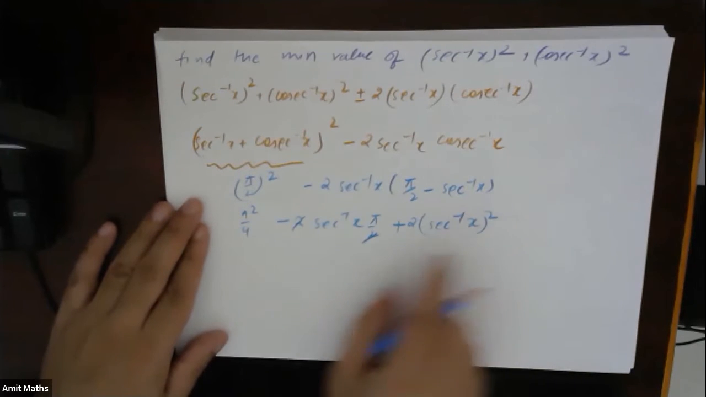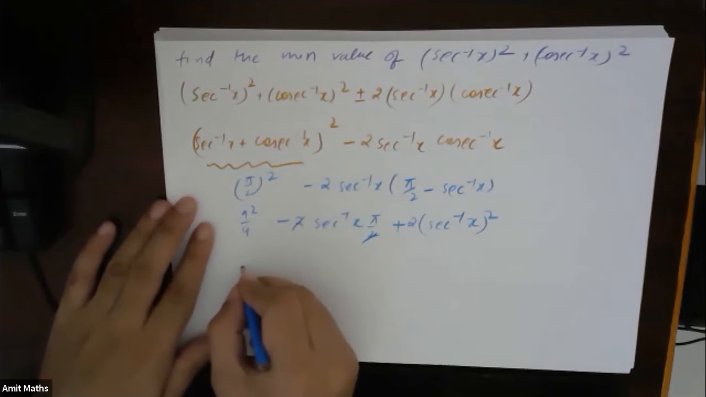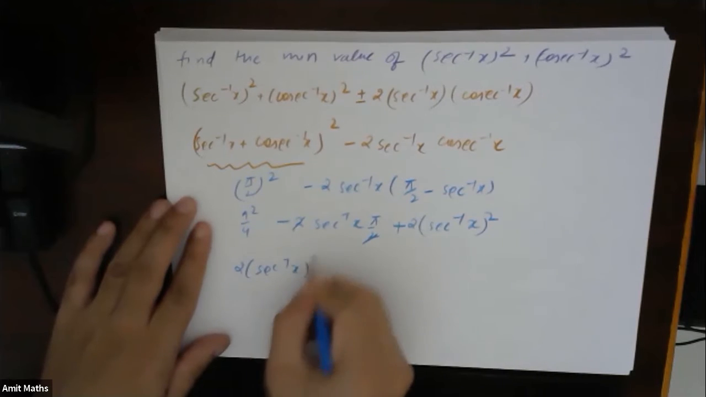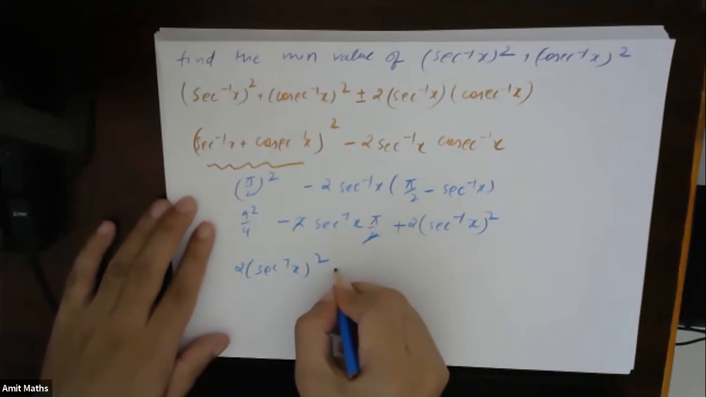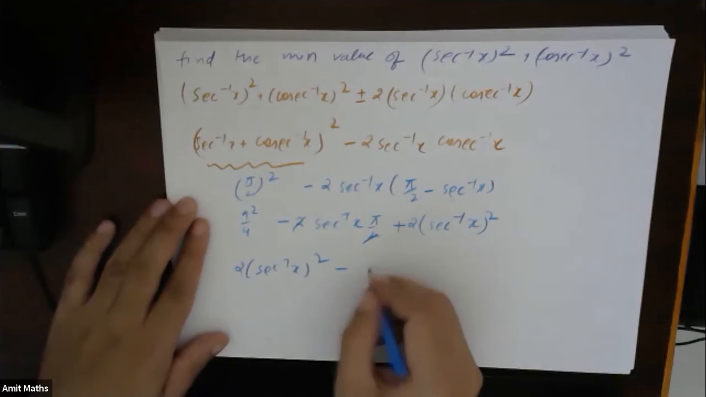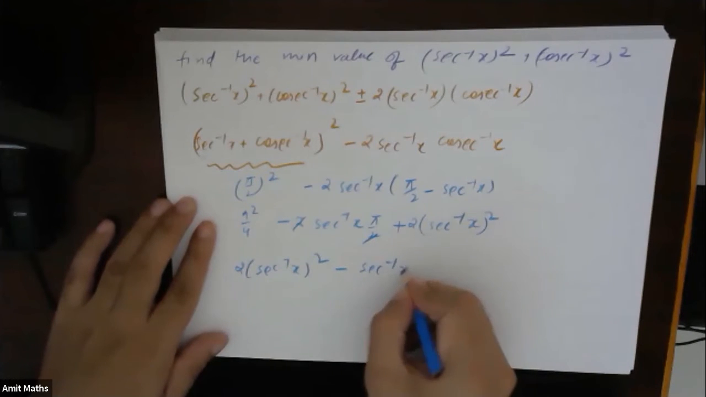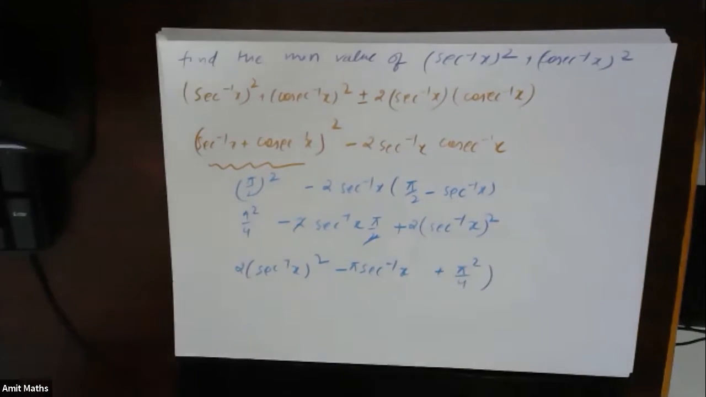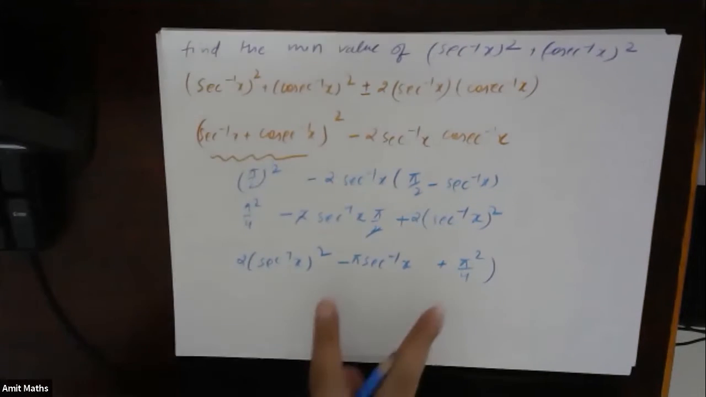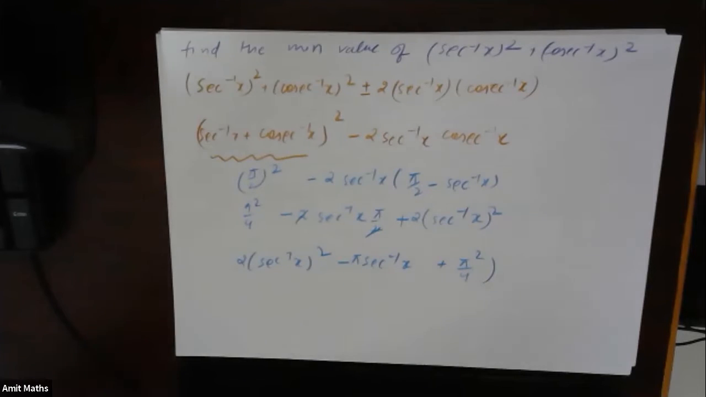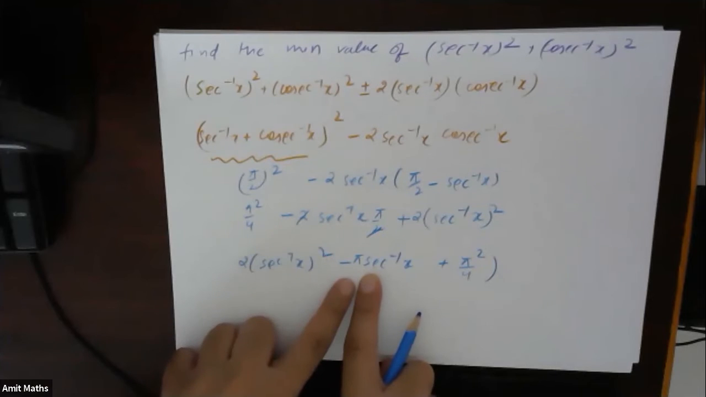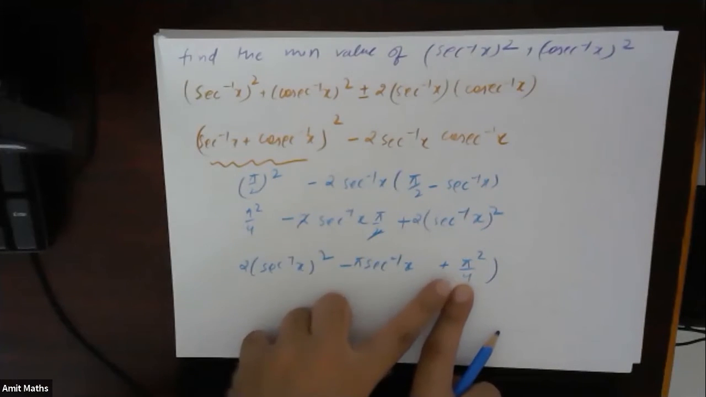So now see this, if I rearrange the terms, this will become 2 sec inverse of x whole square minus sec inverse of x into pi, and this is plus pi square by 4. Now see, again I have to find the maximum and minimum. I have this square, I have something in sec inverse, and I have this thing as pi square, right? So what can we do?